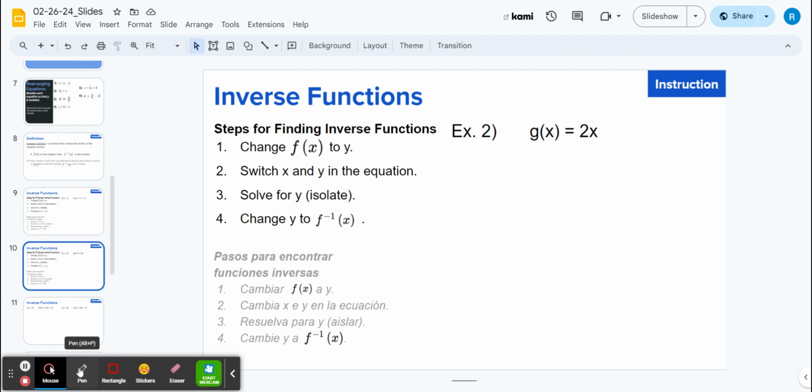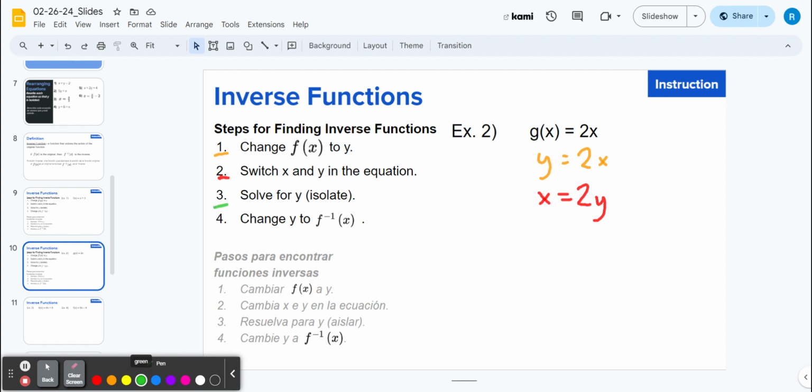So in example 2, you'll notice that it says g of x here instead of f of x. That just really goes for any function. We can do the exact same thing. I'm going to start by changing that to y. So I go y equals 2x. Then I'm going to do that important step of switching x and y in the equation. x is equal to 2y.